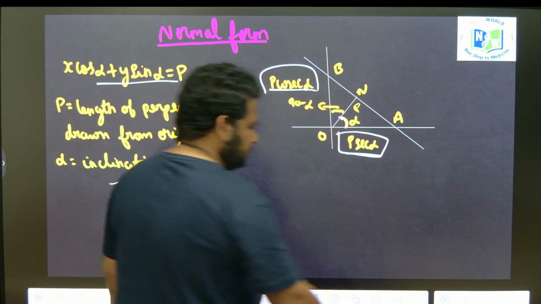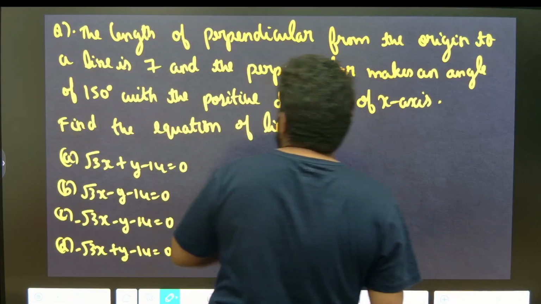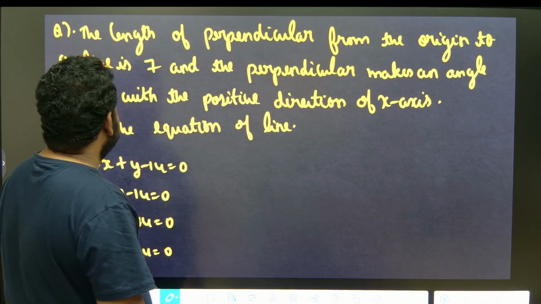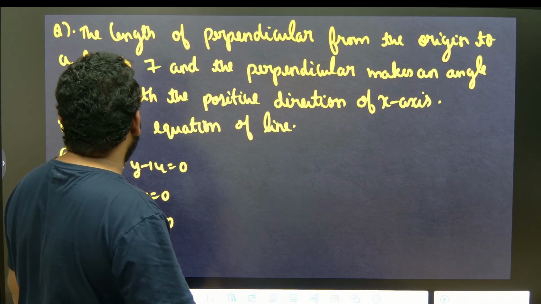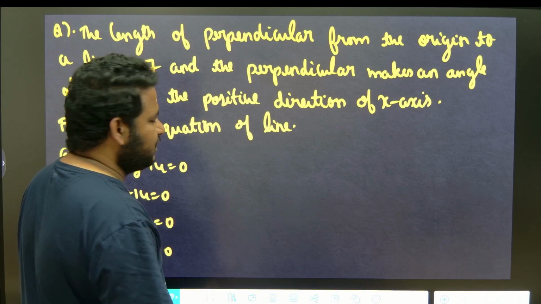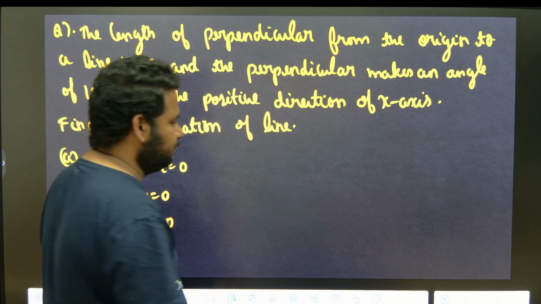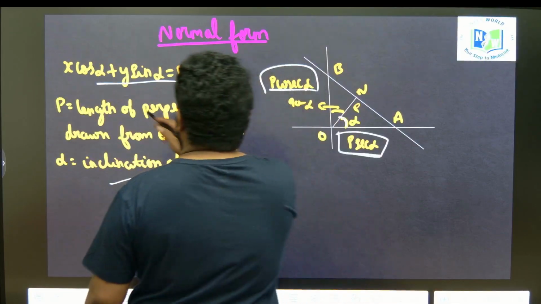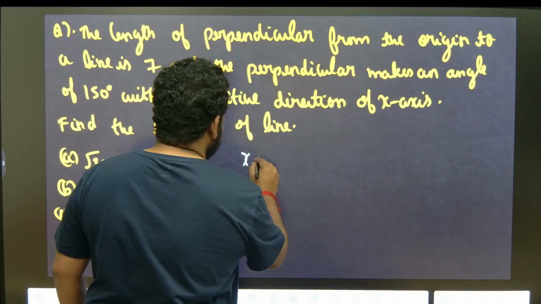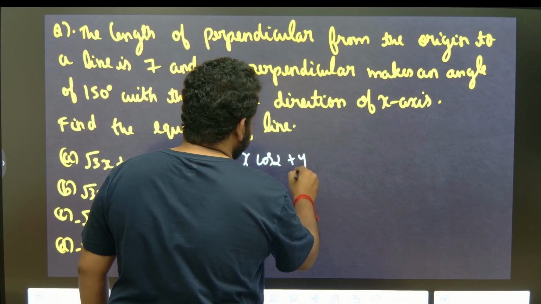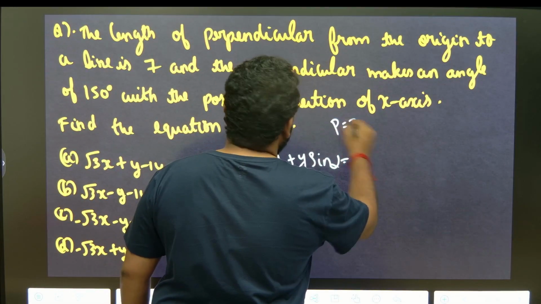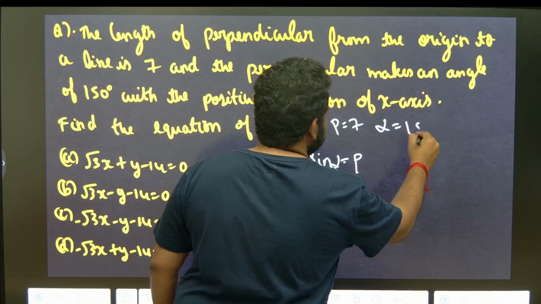Next thing. Now they have given that the length of the perpendicular from the origin to a line is 7, and the perpendicular makes an angle of 150 degrees with the positive direction of the x axis. Find the equation of the line. We have x cos alpha plus y sin alpha is equal to P. Let us write down as it is. Here the value of P is 7. Here alpha is 150 degrees.